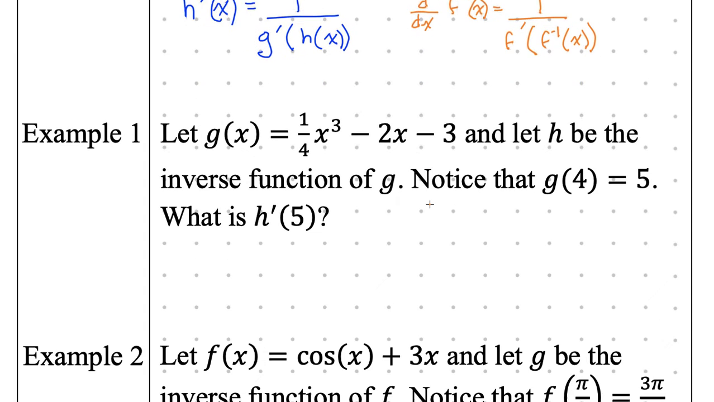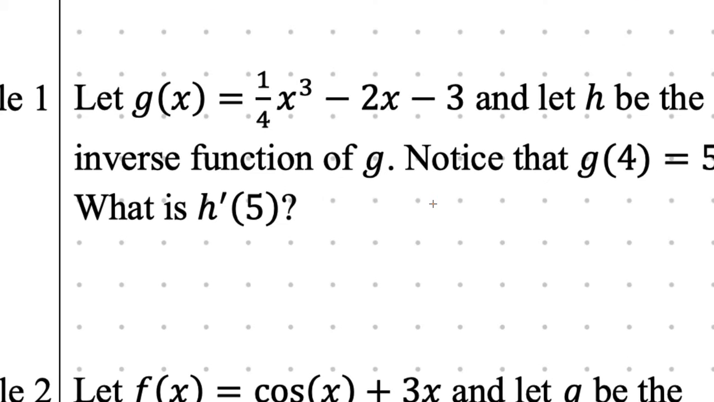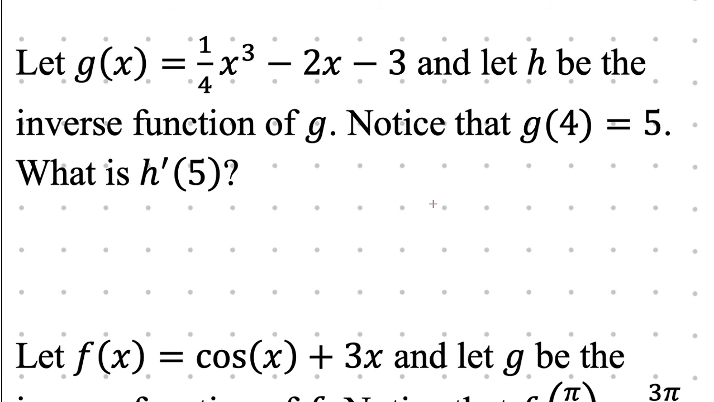All right, so let's see an example that I actually know how to solve. I'm giving you a function, there it is. G is equal to that polynomial. H is the inverse of g. One is the opposite of the other. I'm going to point out a cool thing: if I plug 4 into g and do all the math, it's 5. You're welcome.